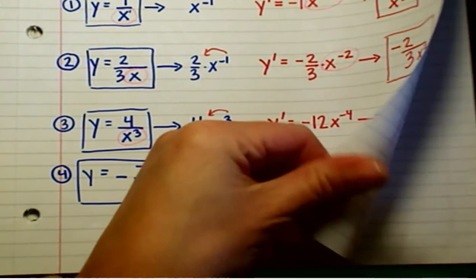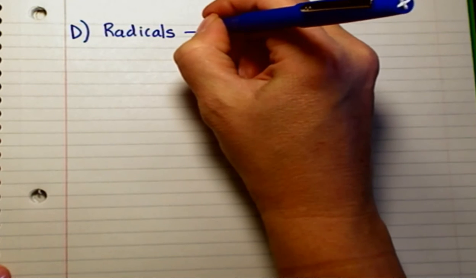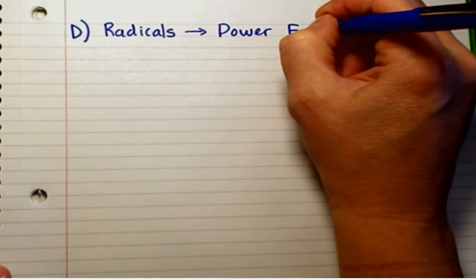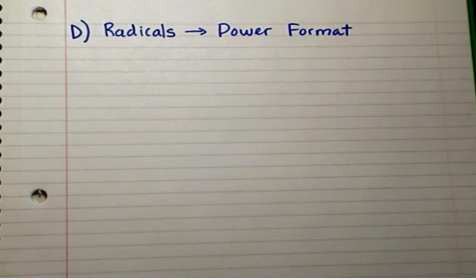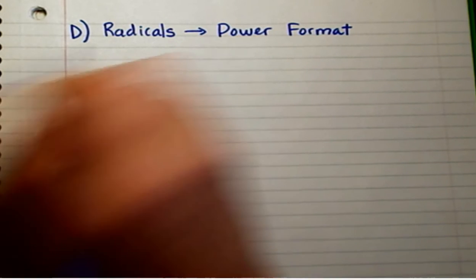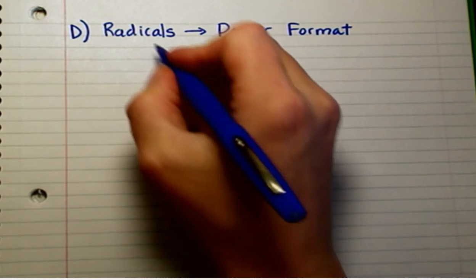All right, so I'm going to flip my page. A, B, C, D. Radicals to power format. Okay. Here we go. So we're just going to write how to put them in power format first.